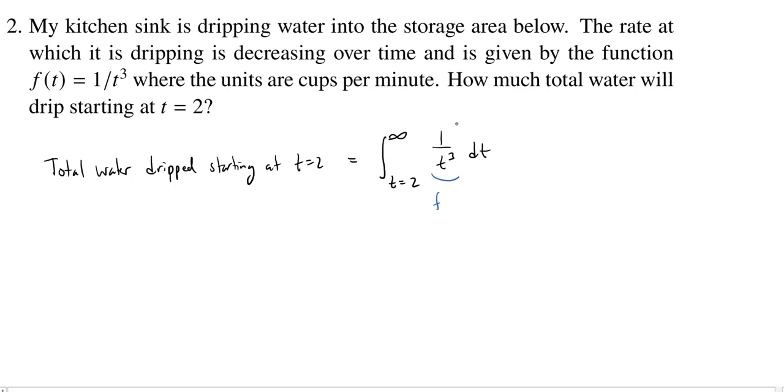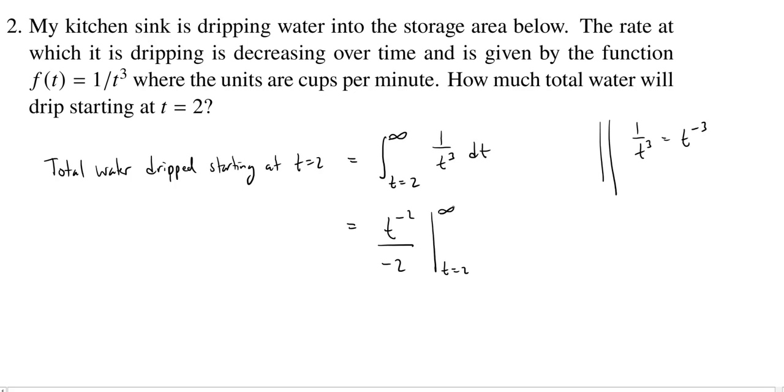We actually already have a name for it, f of t, so I don't have to name that. So what do we got? An antiderivative, gosh, it's really hard for me to view things in fraction form. Let me rewrite it like that. Okay, so an antiderivative: I'm going to add 1 to the exponent and then divide by the new exponent. And now I need to evaluate between 2 and infinity.